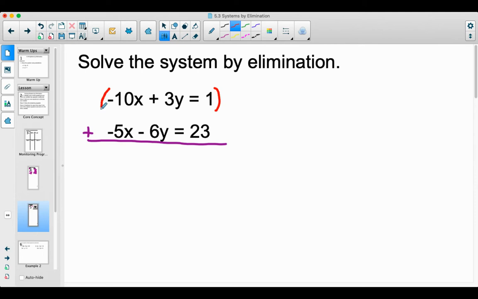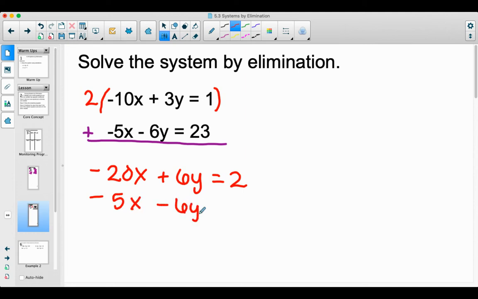So, I could multiply this top equation by 2 because 2 times 3 gives me a positive 6. And I know a positive 6 and a negative 6 are going to cancel each other out. So, we're going to multiply this 2 by everything. So, I'm going to come down here. That's going to become negative 20x plus 6y equals 2. And then I'm just going to rewrite the bottom equation. We have negative 5x minus 6y equals 23.